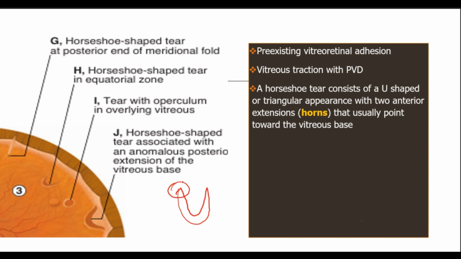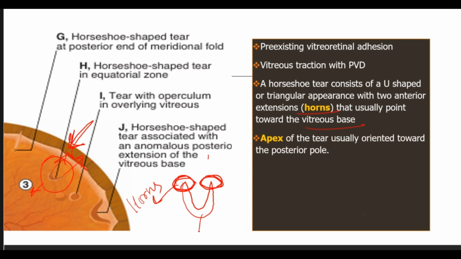Right. Now, a horseshoe shaped retinal tear usually has this U-shaped appearance. These two anterior extensions of the U-shaped tear are known as the horns, and this part is known as the apex of the tear. The horns are directed anteriorly towards the vitreous space, whereas the apex is directed posteriorly towards the posterior pole. So as you can see over here, this is the posterior aspect, and this is the apex of the horseshoe shaped tear, and these are the horns.